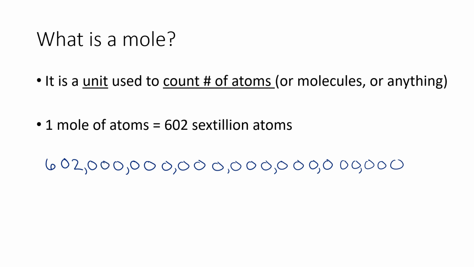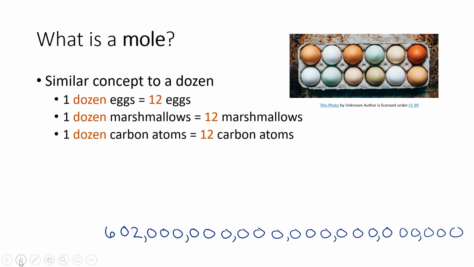And a mole of atoms is 602 sextillion atoms. So that's this number right here. It is a very big number. And if you think about this number, it's a similar concept to a dozen. So if you say you have a dozen eggs, that means you have 12 eggs. A dozen marshmallows is 12 marshmallows. A dozen carbon atoms is 12 carbon atoms. So that word dozen has a specific number associated with it.